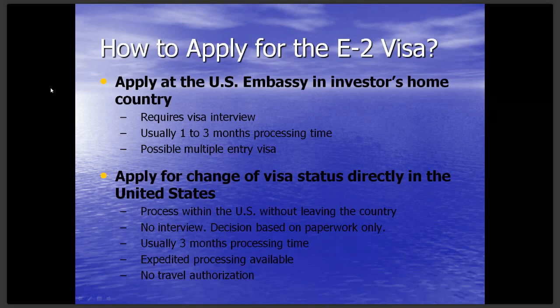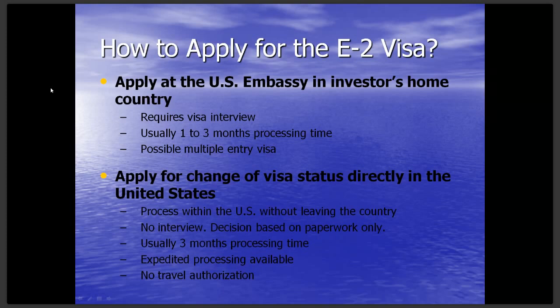Now, there are pros and cons to both options, and which is better depends on your country, your personal circumstances, and your country of citizenship. For many nationalities, if you apply at the embassy, you can potentially get a longer E-2 visa, and the U.S. Embassy-issued E-2 visa could potentially allow you to travel in and out of the U.S.